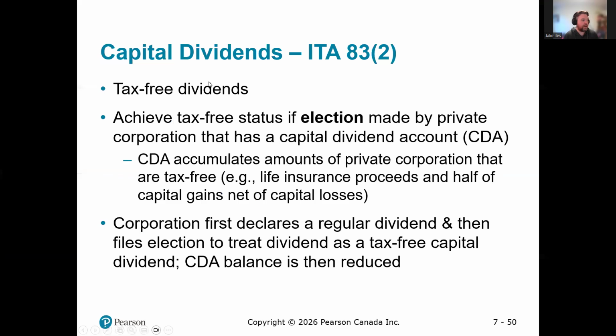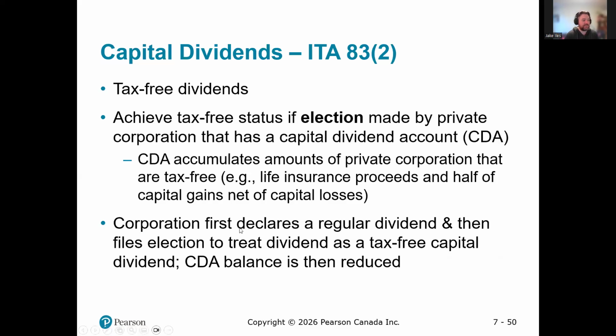So the tax-free dividends, this achieves tax-free status if election is made to pay out of a capital dividend account. So every time a corporation gets a capital gain, they have an account on their tax return that tracks the non-taxable portions. It's called the CDA. So if they want to declare a dividend and they have a balance in their CDA, they can say this dividend is being paid out of the non-taxable account, the CDA. So the shareholder can receive that cash and not pay taxes on it.